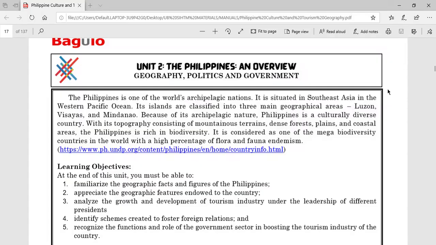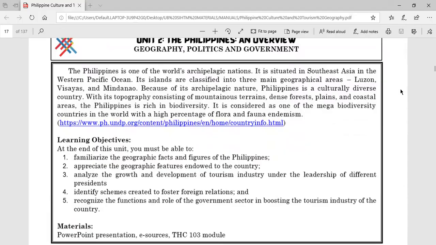All right, so in the past lessons, we talked about the pre-Spanish era as well as the Spanish colonization and the American colonization as well as the Japanese occupation. So now let us move on to the geography, politics, and the government of the Philippines.